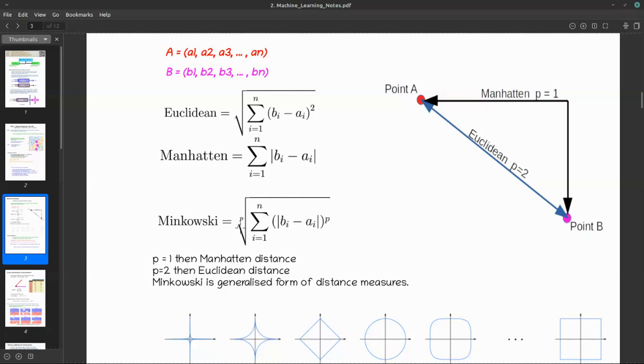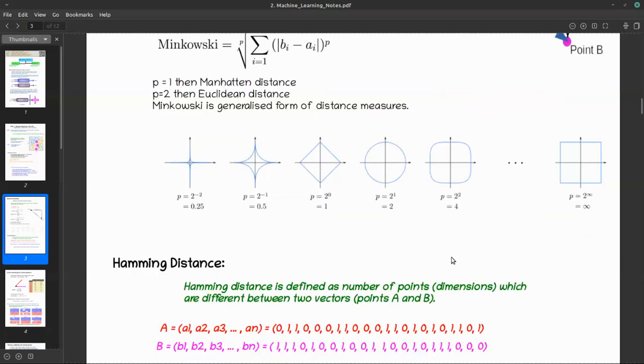So if I take p equal to 1, this will cancel out. Right? First root is nothing but as it is, and raised to 1 cancels out. So it's nothing but Manhattan distance. The formula would be exactly as Manhattan. If I take p equal to 2, the formula would be exactly Euclidean distance. So Minkowski distance is nothing but the generalized form of distance measure. Put p equal to 1, you will get Manhattan. p equal to 2, you get Euclidean. p equal to 100, and things will go crazy. You can take even p equal to 0.25 also. Okay.